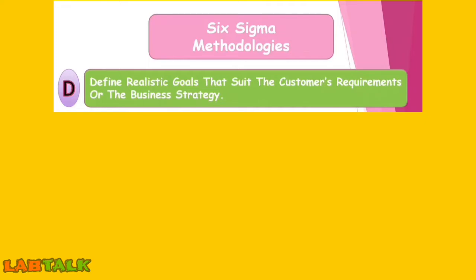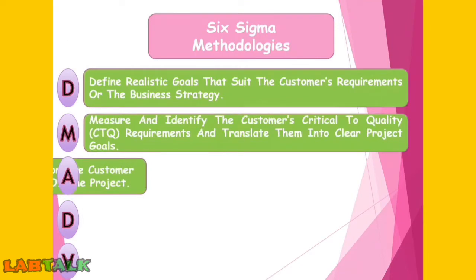The next step is to measure and identify the customer's critical to quality requirement, CTQ, and translate them into clear project goals. So here first of all, we need to find out which are the critical requirements from the customer side and assign them as project goals or make it a clear objective with respect to the project. So that will become the project goals, which will depend upon the customer's critical to quality requirements.